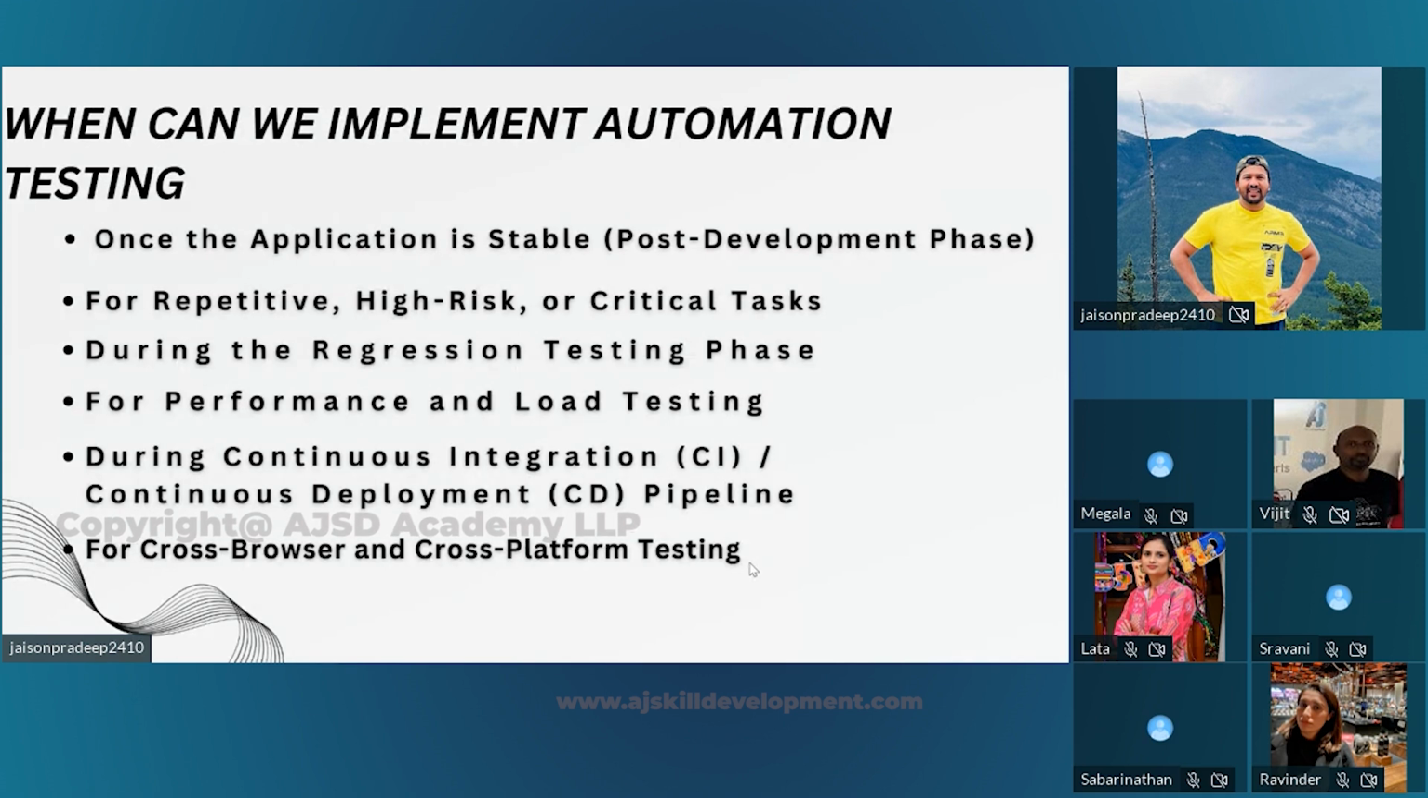And during continuous integration and continuous deployment, as we are following this agile methodology, multiple developers will be deploying the code in the developer org, right? So at that time we have to verify the code changes accordingly. So during continuous integration, continuous deployment also, we can integrate automation testing into the picture.